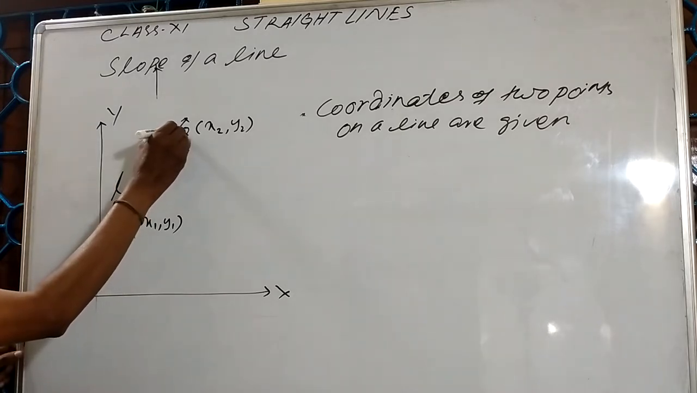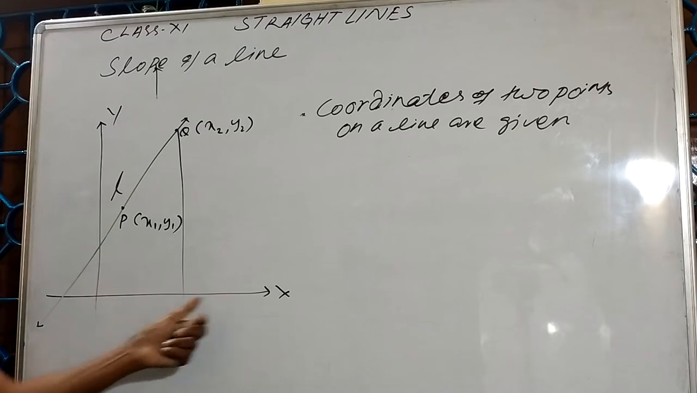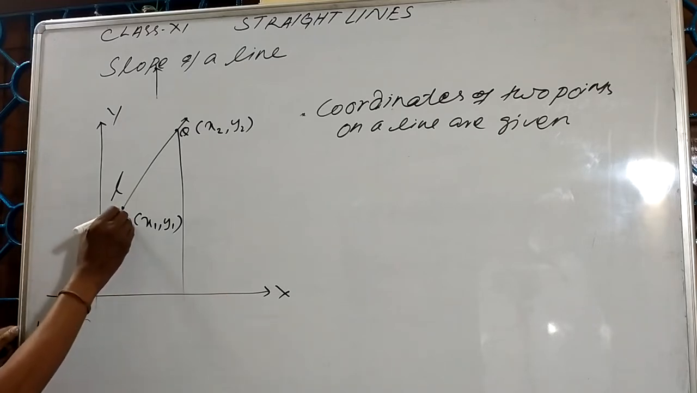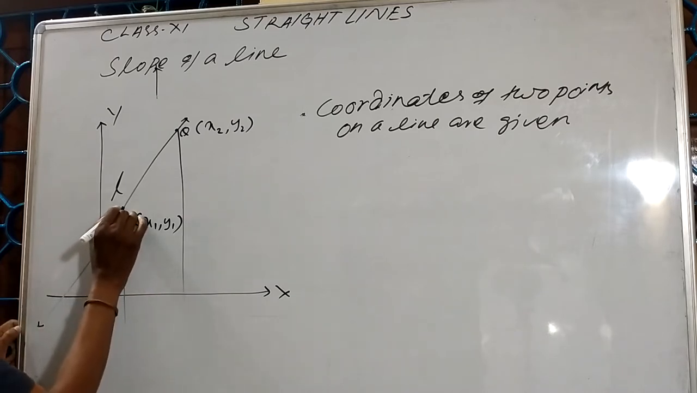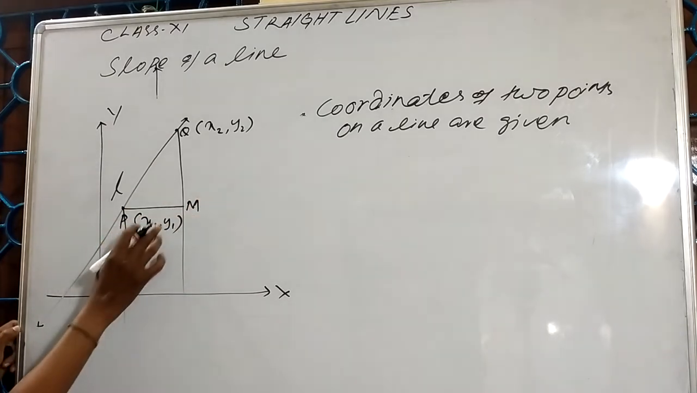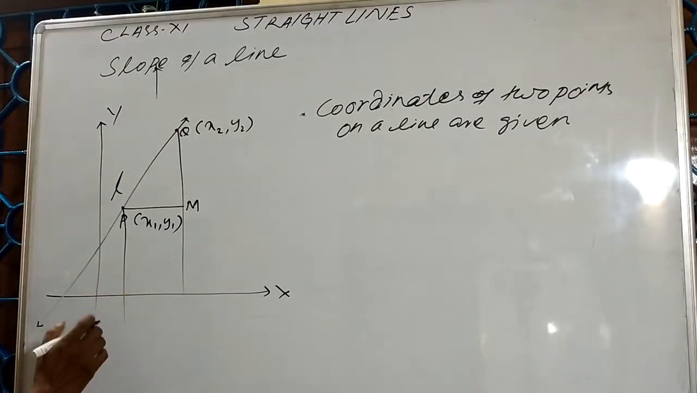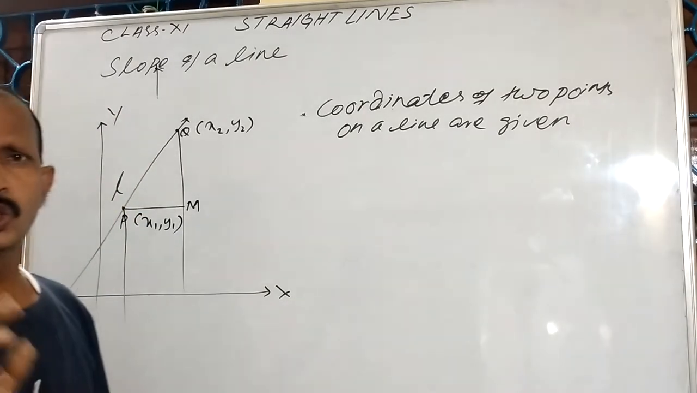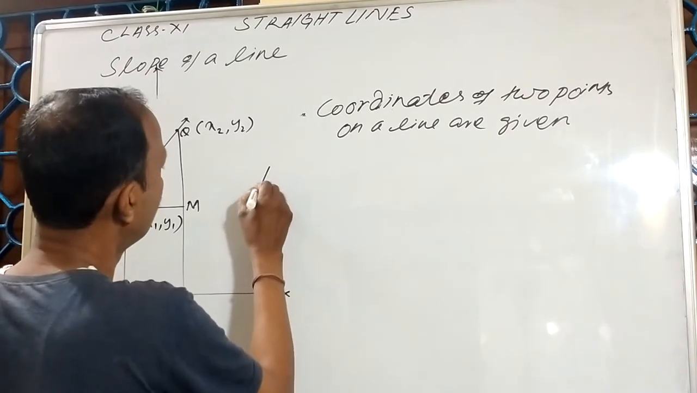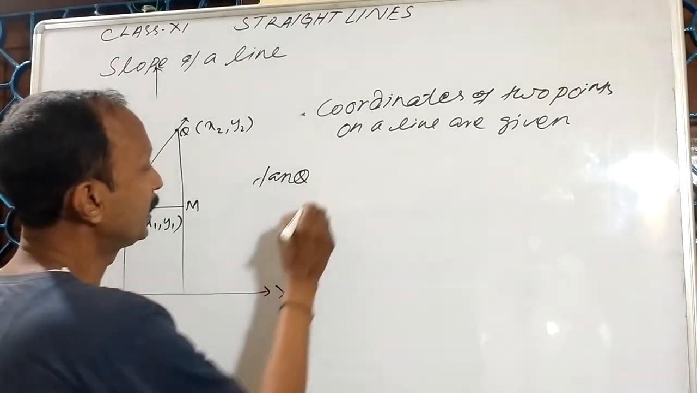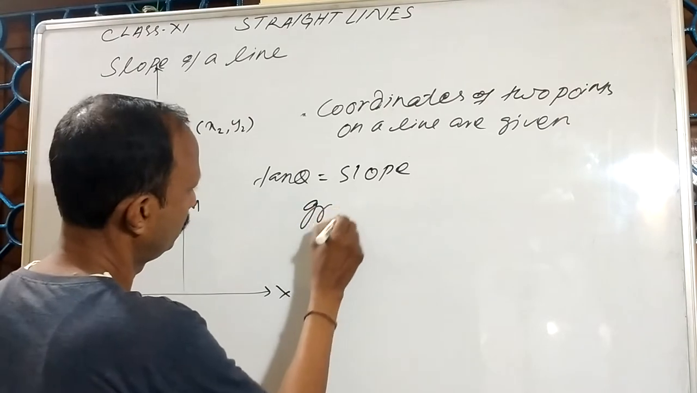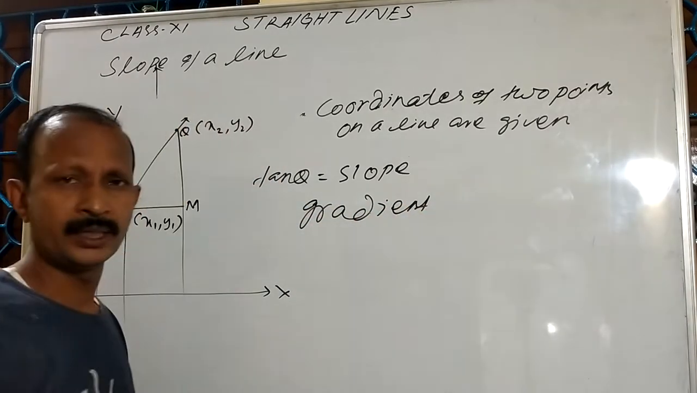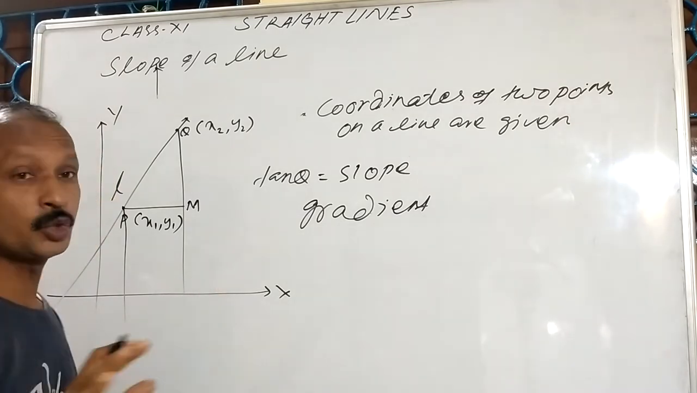Now, from this point Q, draw a perpendicular to the x-axis. Similarly, you can draw a perpendicular from the point P to this x-axis. Now, you draw this, suppose PA, which is perpendicular to this line. If you want, you can give its name, doesn't matter. See here. Okay. Now, we have to go to the slope. So, what is the slope? Slope is nothing but the tan theta. Tan theta is the slope of the line, which is also called gradient. Tan theta, which is called the gradient or slope of the line.